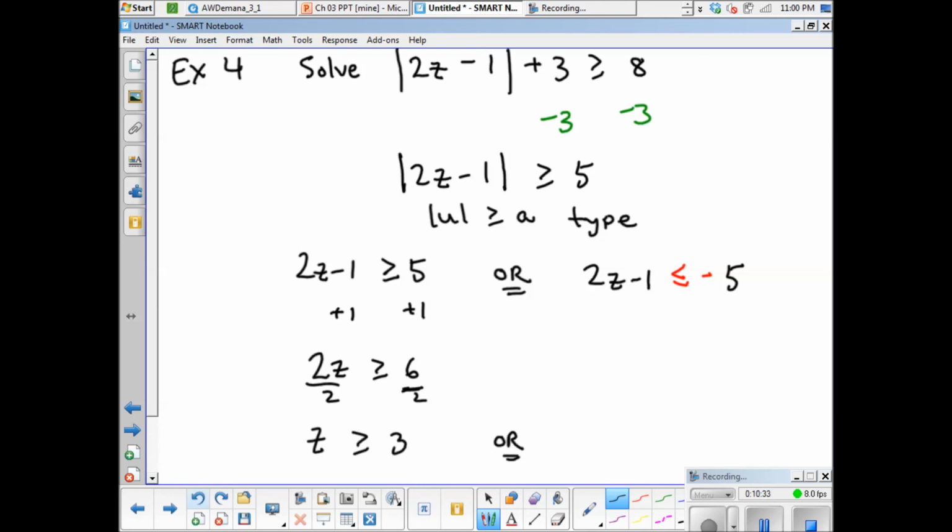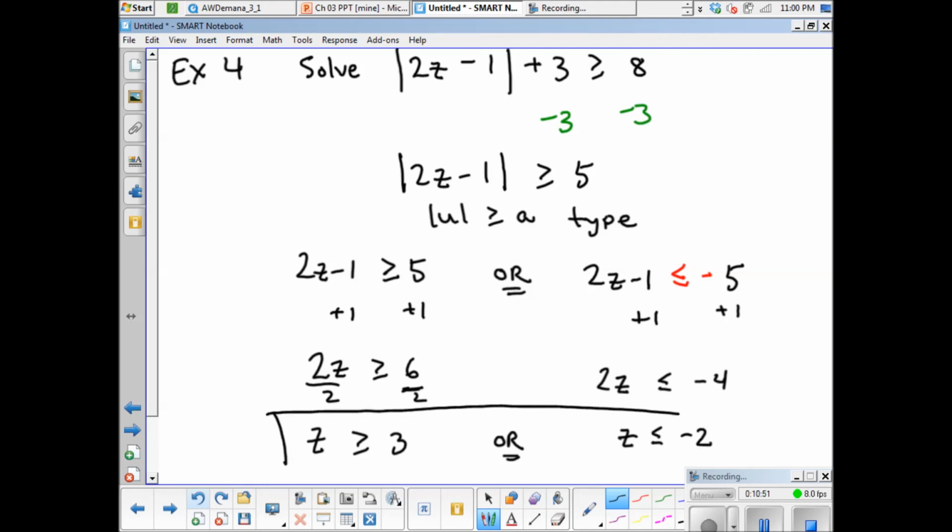Okay, let's go over and solve this one. Or, and then z is less than or equal to 2.